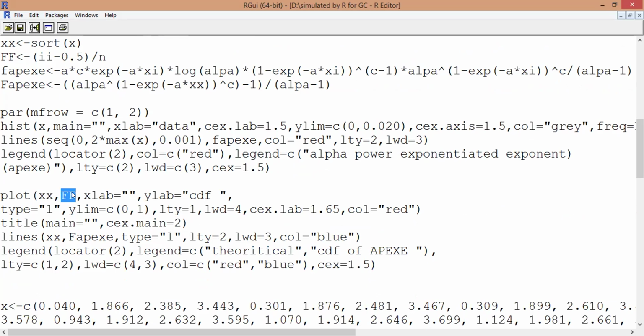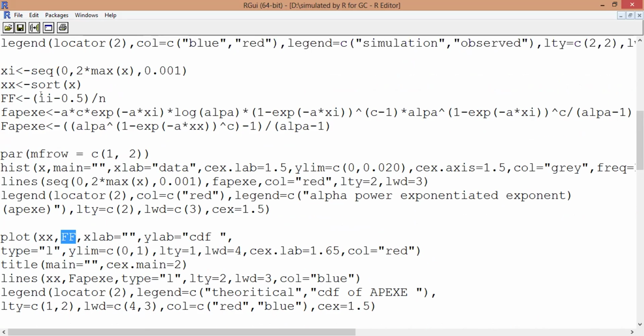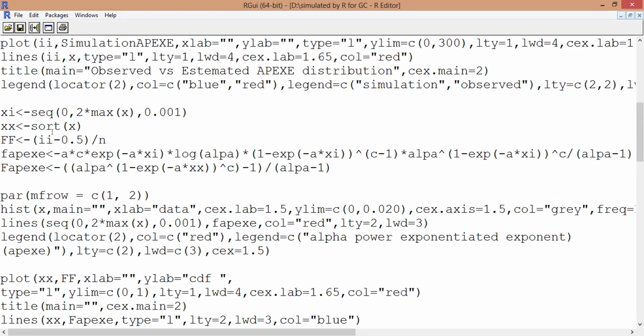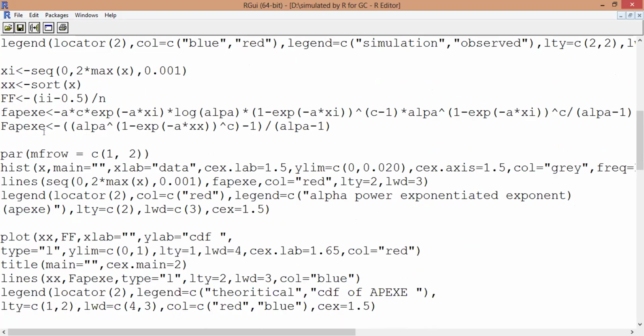For the theoretical distribution function, you use the formula (i − 0.5) divided by n, where i means the numbers 1 until n. So it means the cumulative theoretical, and you must compare it with the cumulative of the model, like in equation 1.